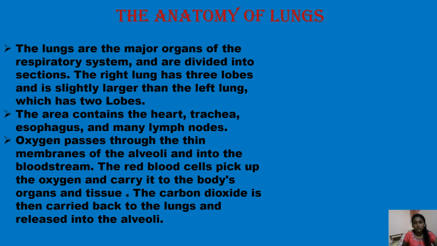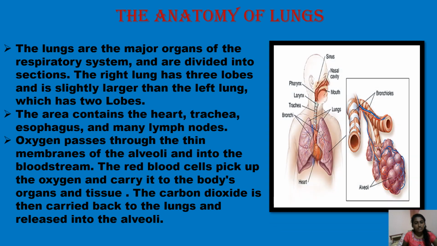The anatomy of human lungs. The lungs are the major organs of the respiratory system and are divided into sections. The right lung has three lobes and it is slightly larger than the left lung, which has two lobes. The area contains the heart, trachea, esophagus, and many lymph nodes.